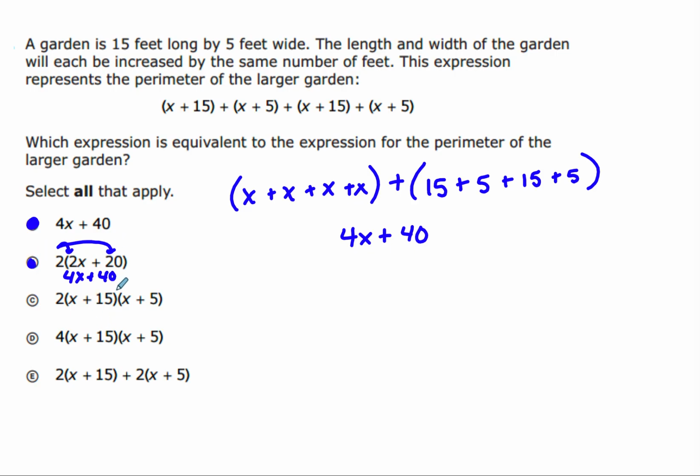Now here I have 2 sets of things being multiplied. I have x times x. That's going to give me an x squared. So that one's not going to work. This one also has an x in parentheses times an x in parentheses. That's also going to be an x squared. It's not going to work.